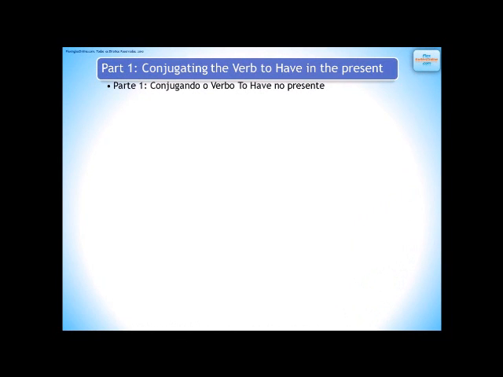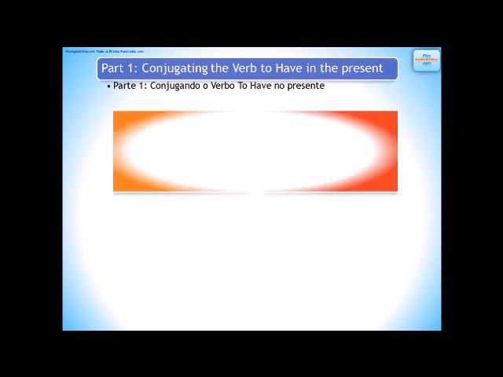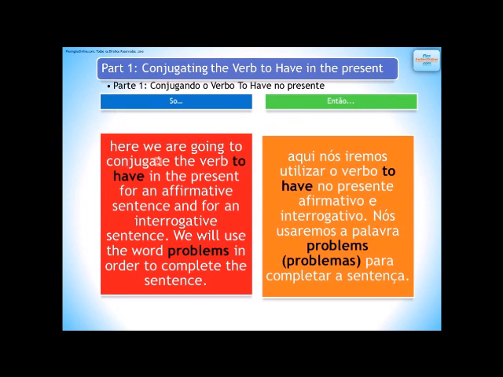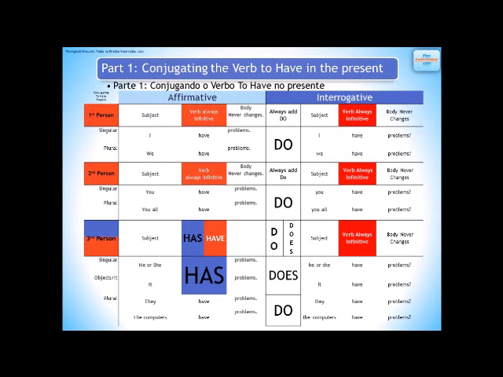Part 1. Conjugating the verb to have in the present. To have, ter, possuir. So, here we're going to conjugate the verb to have in the present for an affirmative sentence and for an interrogative sentence. We'll use the word problems to complete the sentence. So here we have the first person, primeira pessoa, singular and plural. So let's start on the first line.